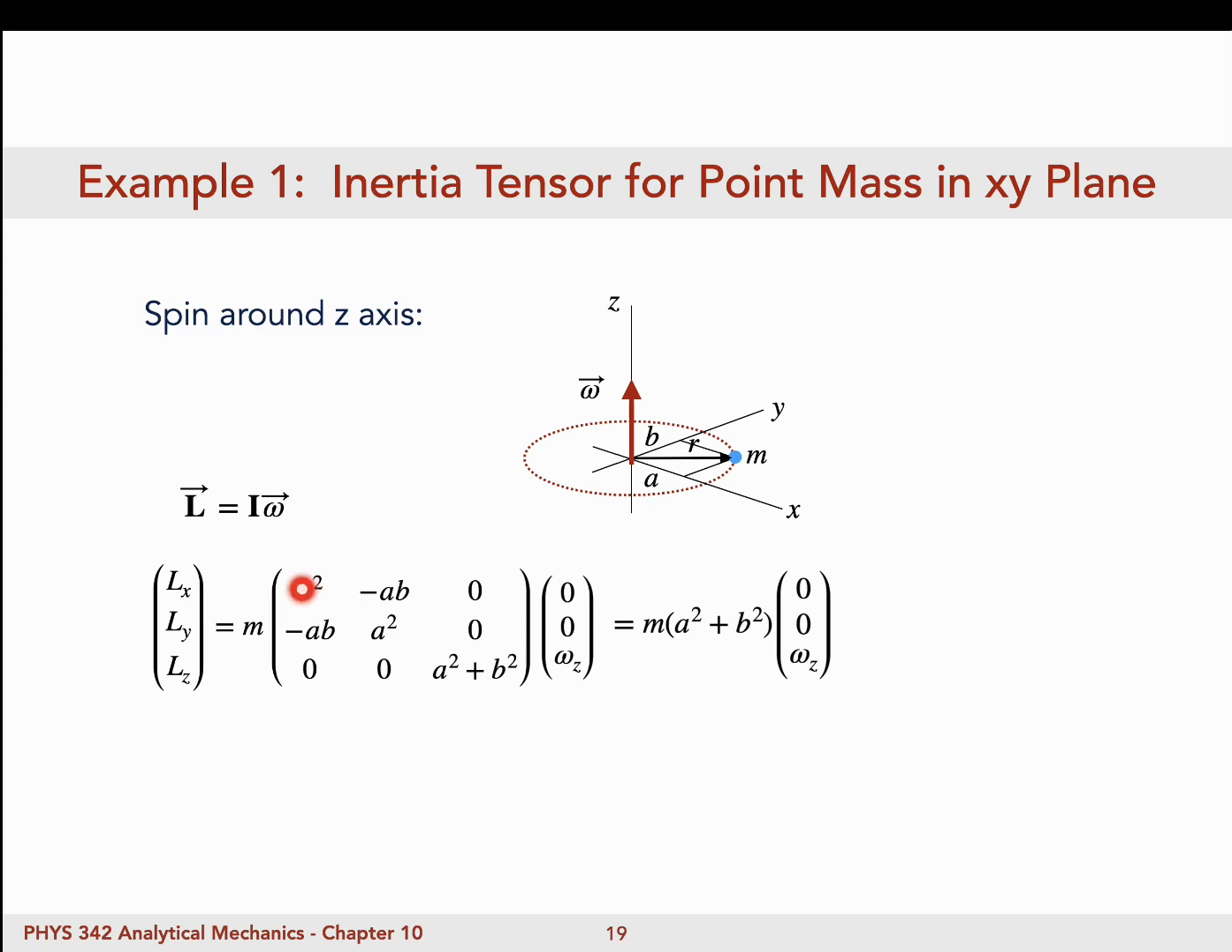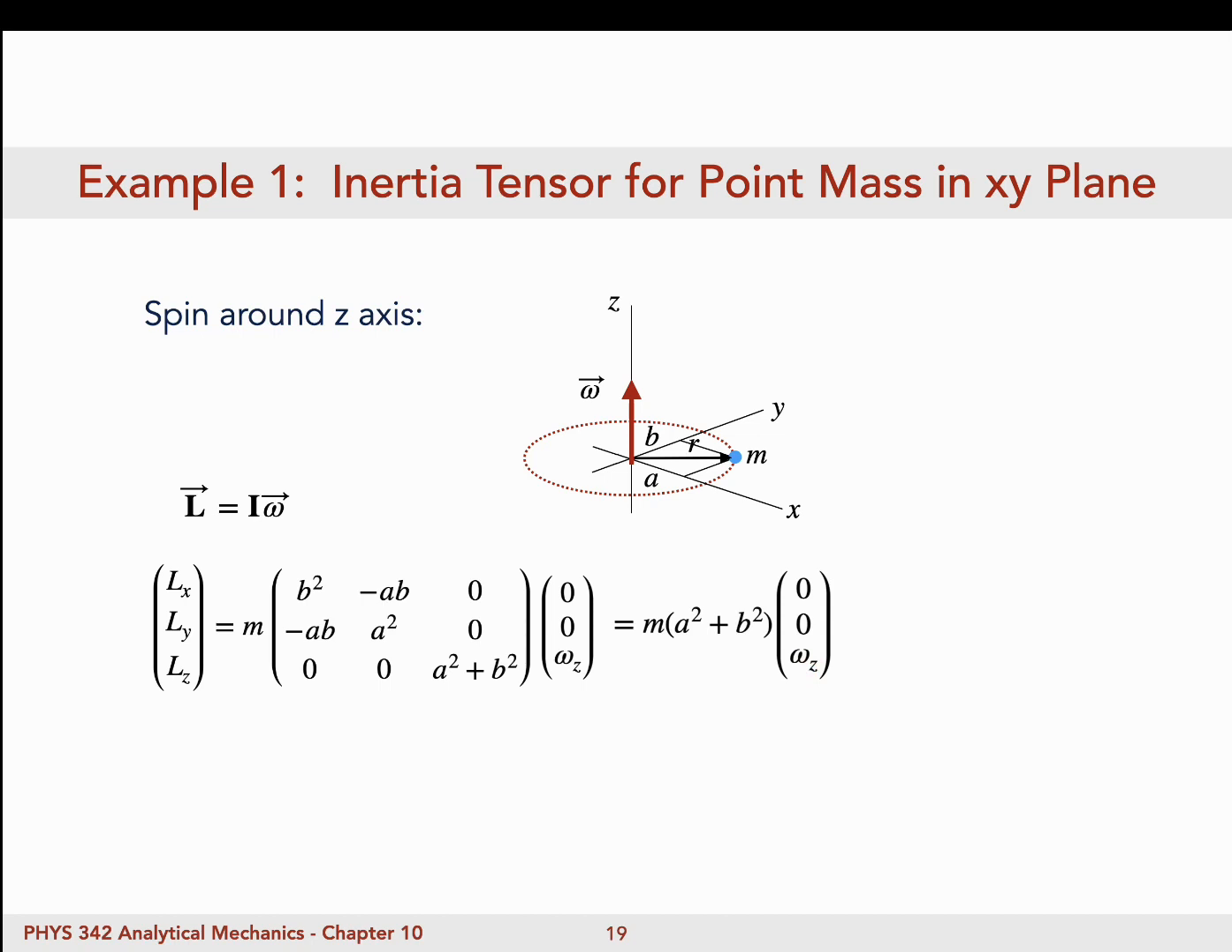In the first row, b squared times 0 and negative ab times 0 don't contribute anything, and then this one has a 0 times omega z. So this first result is just 0. The second row has a similar structure, so again you get 0. The last row, however, you get 0 times 0 plus 0 times 0, but then you get omega z times a squared plus b squared. So the result is that the angular momentum vector is m times a squared plus b squared times this vector, but it's only got an omega z component.